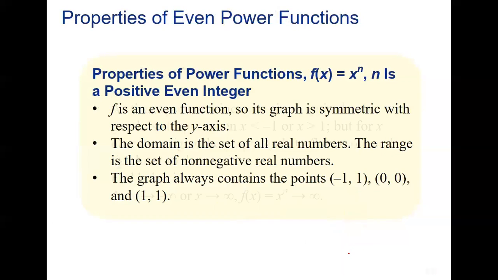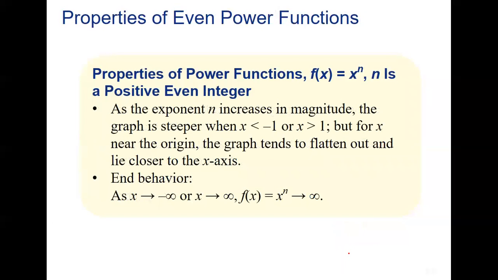Okay, in addition to that, as the exponent increases, so when I go from being a square to a 4 to a 6 to an 8, what's going to happen is that the bottom's going to flatten out. So when I graph f of x equals x to the 4, it's still going to have all those other properties, but it's going to be a little flatter at the bottom.